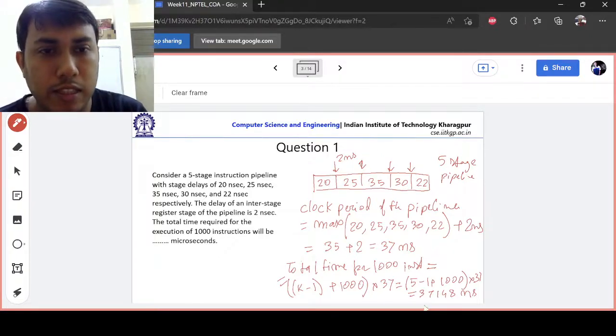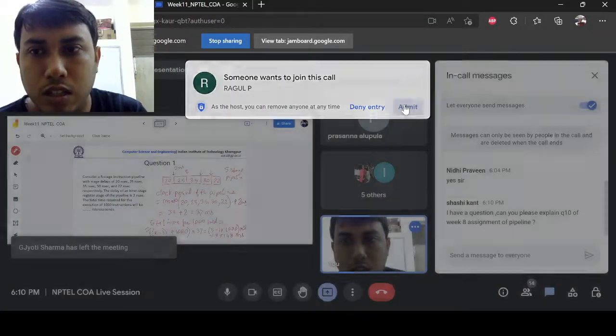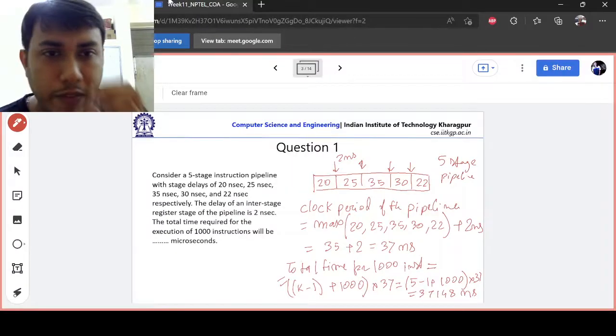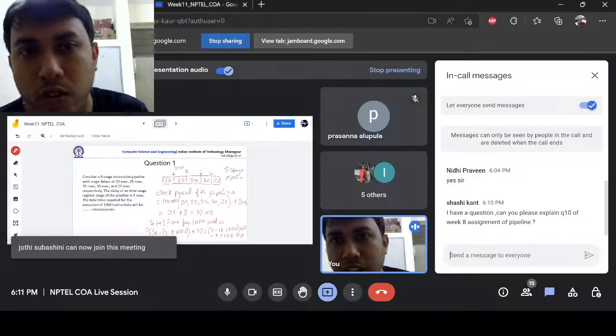So ultimately this is the answer, 37.148 microseconds. That is the answer. If you have any doubt, you can ask regarding this.